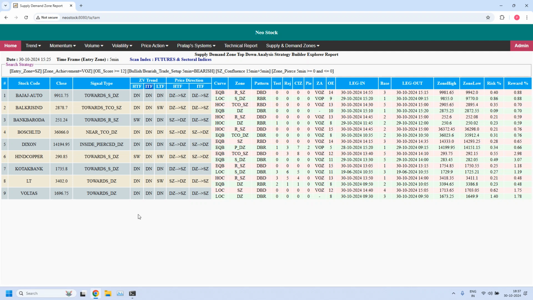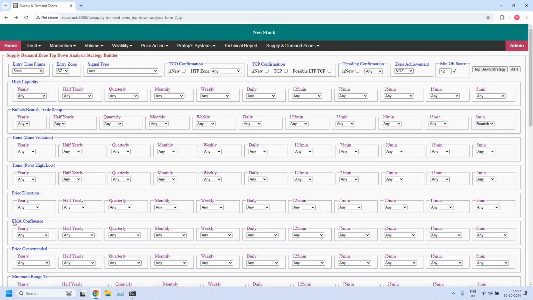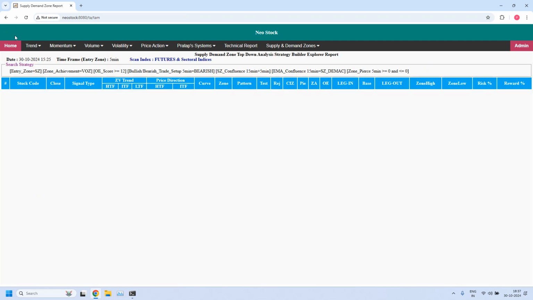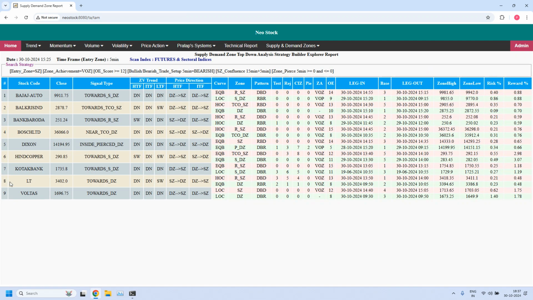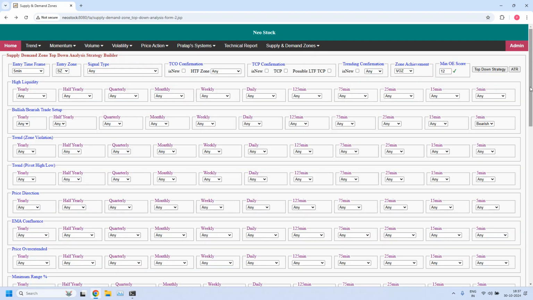If they are having any daily EMA confluence, it is even more high probability setup. Let's verify. In the EMA confluence, at 15 minutes time frame, 15 minute supply zone with daily EMA confluence, we did not get any stocks. No problem. Next high probability setup, LTF, ITF, HTF. Earlier we got 9 stocks, right? Out of 9, this is a LTF and ITF supply zone confluence. Out of these 9, how many are having HTF confluence?